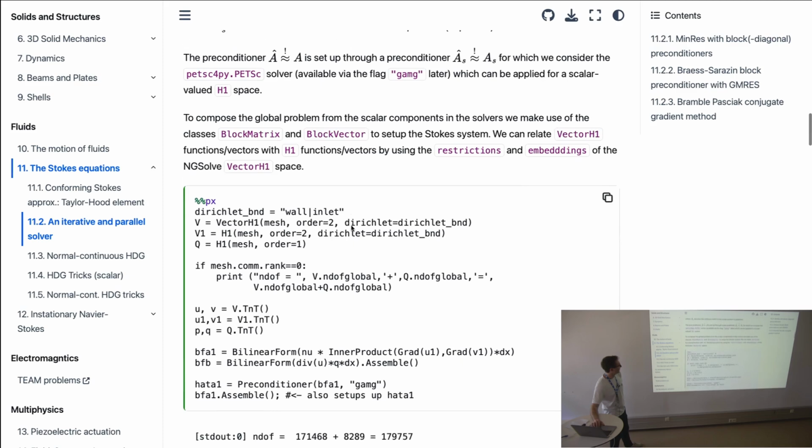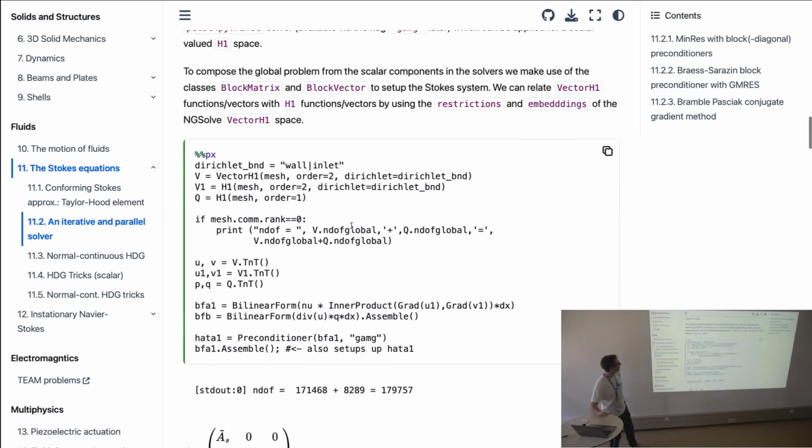How can you do this in NGSolve? As we will later see, when we use the Krylov space methods that are available in NGSolve, such as MinRes, for example, we are going to use block matrices and so-called block vectors. These are from NGSolve, to set up our system and also to set up our preconditioners. So that's crucial here.